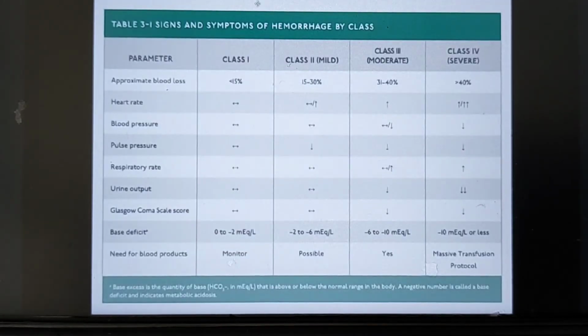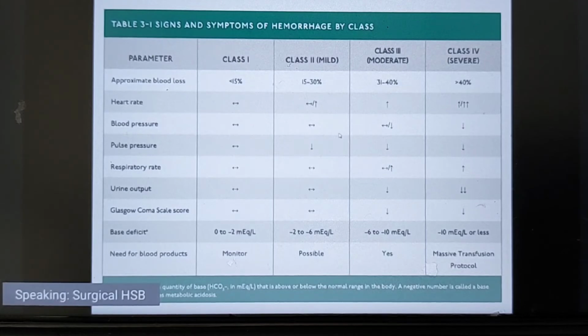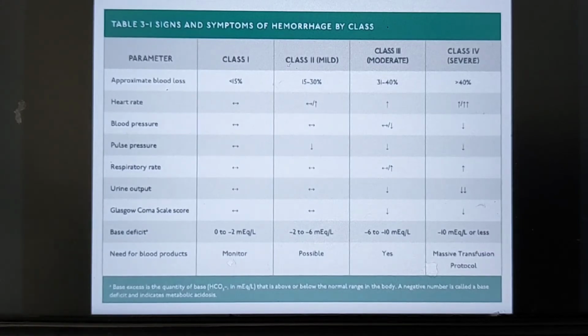So this shows the signs and symptoms of hemorrhage by class. As you can see, in class 1, blood loss will be less than 15%, so the vital signs will be normal. While in class 2, the blood loss will be 15 to 30%. The patient might have mild tachycardia with no other vital sign abnormalities.